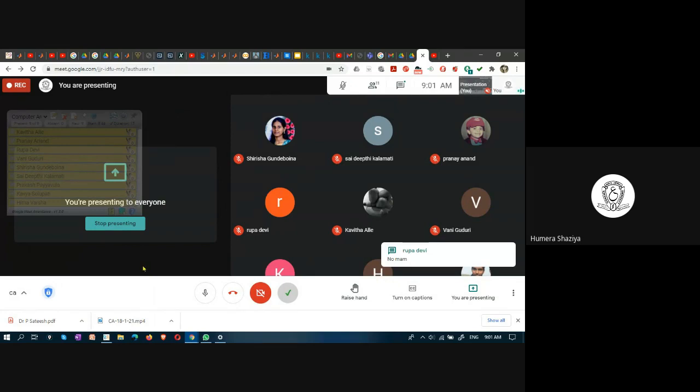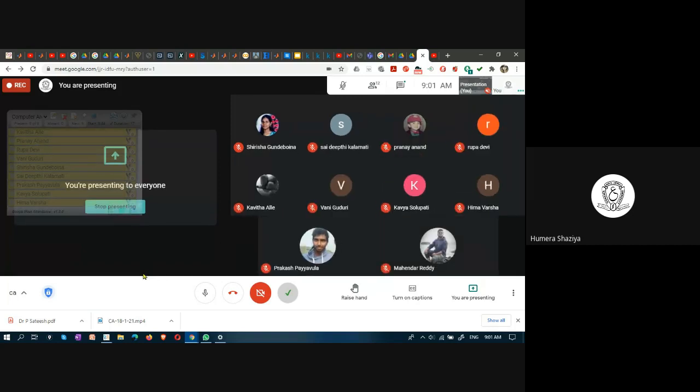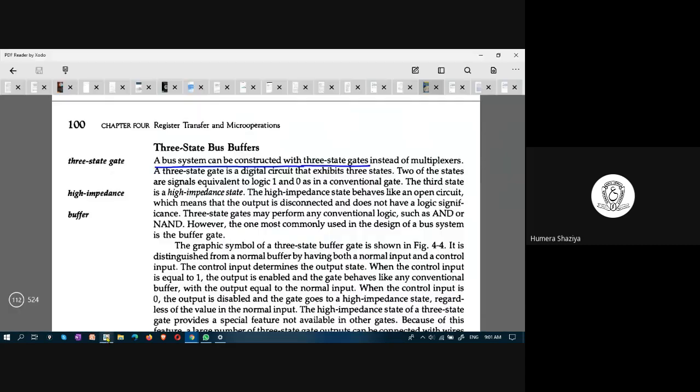The other way to create a bus system is using a three-state bus buffer. One way of doing it is using multiplexers. We have created a bus using four by one multiplexers for 4 registers, each having 4 bits of information. The other method for developing a bus is by using a 3-state bus buffer.